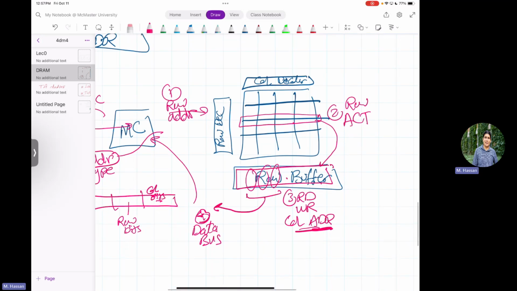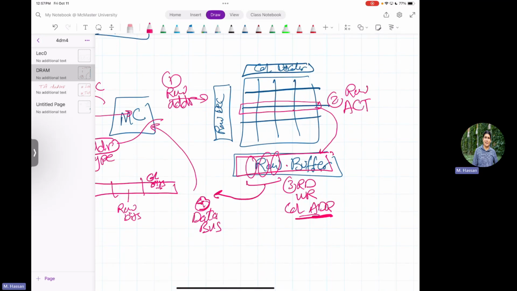So now we defined the stages of accessing the DRAM. We said a few things here. We said that the address has to be provided to the DRAM in 2 stages, not a single stage. First, you provide the row address, and then you provide the column address.